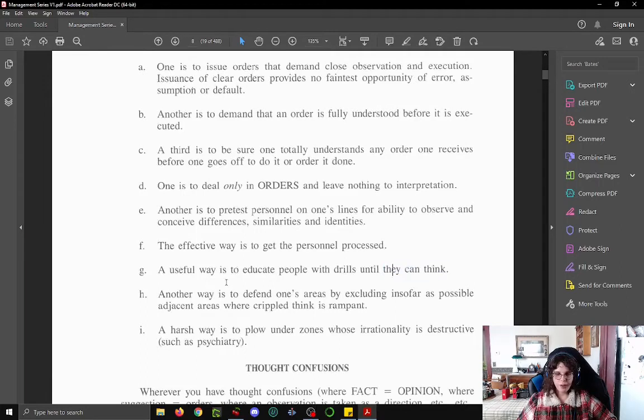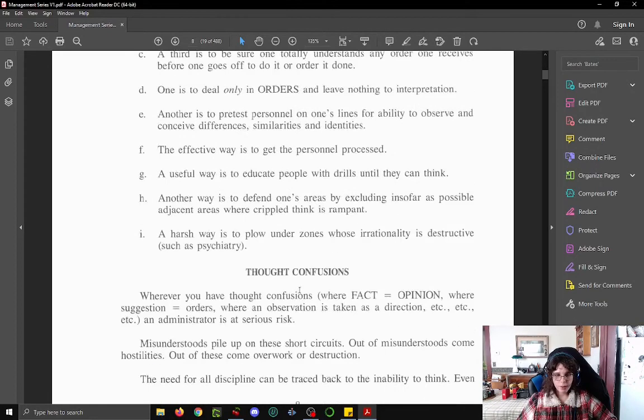Another way is to defend one's areas by excluding insofar as possible adjacent areas where crippled think is rampant. It's not to exclude them, it's to possibly figure out what's going on. A harsh way is to plow under zones whose irrationality is destructive, such as psychiatry. And this is where you just throw psychiatry right out the window with no opportunity for trying to find the why, like you're going to explain to us later.